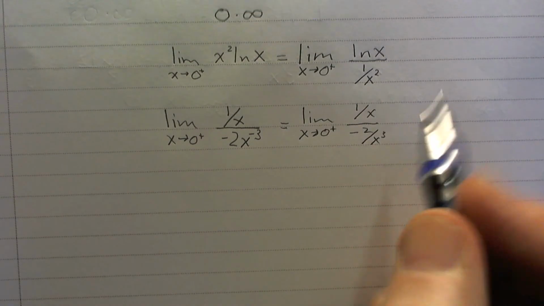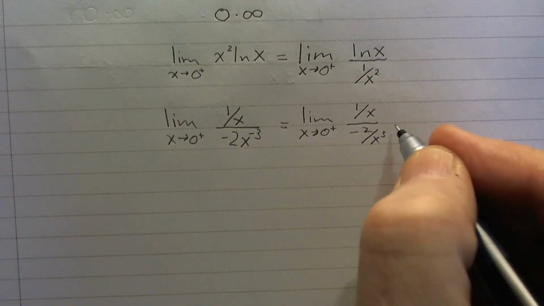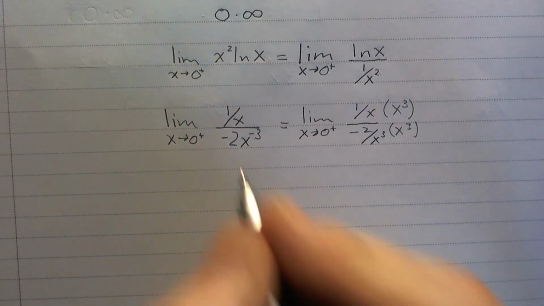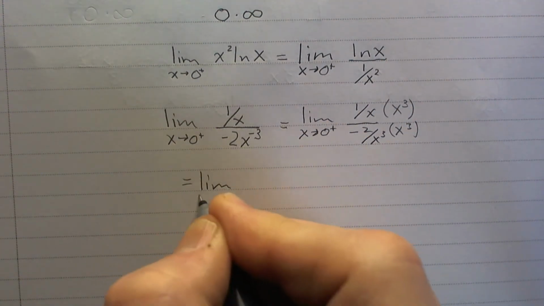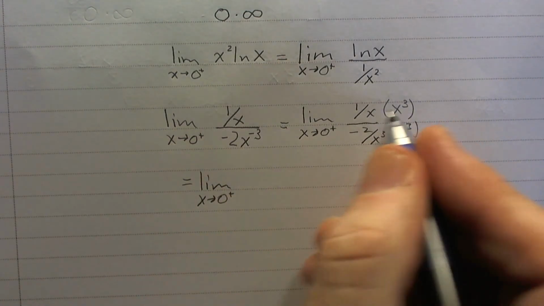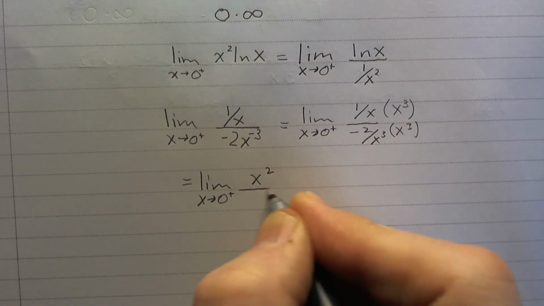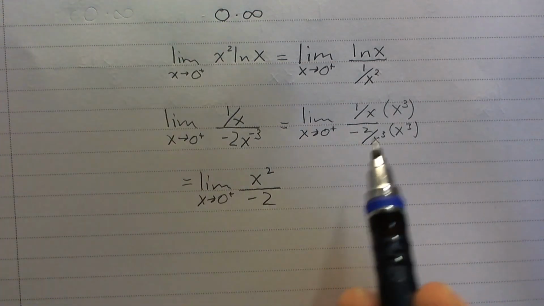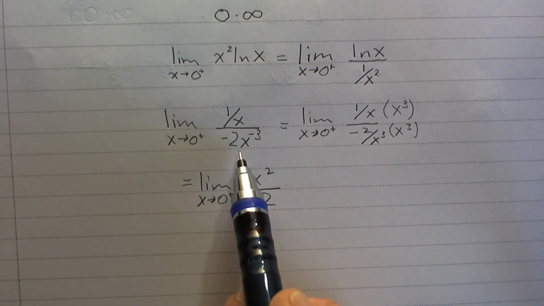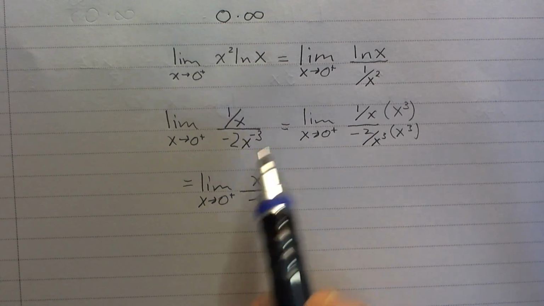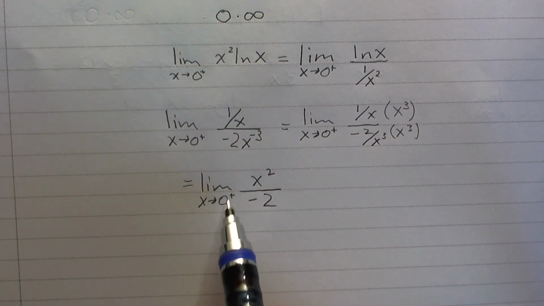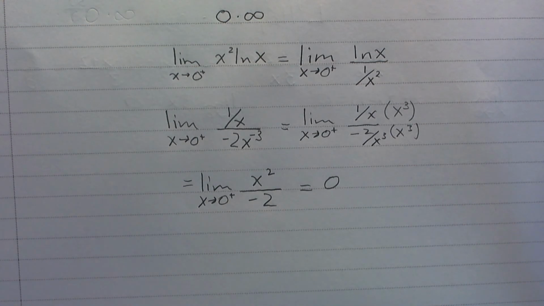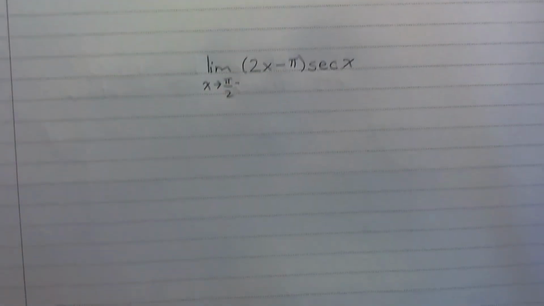Now, we need to simplify this. So let's think about what we can do. Maybe I could multiply the top and the bottom by x cubed. Just multiply the top and the bottom by x cubed. And let's see what we have now. We've got the limit as x goes to 0. Up top, I've just got x squared. And on the bottom, I've got negative 2. Okay, so we did notice we implemented L'Hopital's rule, derivative of the top over the derivative of the bottom, and then we put our algebra skills to use and simplified it. Now you can see, this limit is clearly 0, right? Because if I just put a 0 in for x squared, I get 0. So that's that limit.